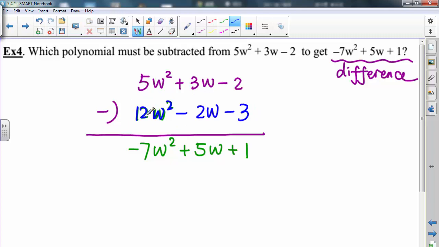If you don't believe this blue answer, you can double check with the subtraction again. 5 minus 12, is that negative 7w squared? Positive 3 minus negative 2, positive 5w. Negative 2 minus negative 3 becomes positive 1. So the polynomial we are looking for is the blue one.